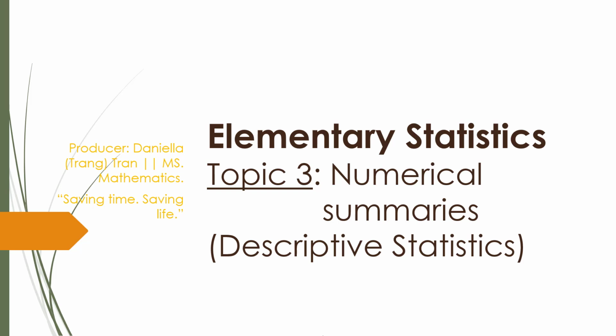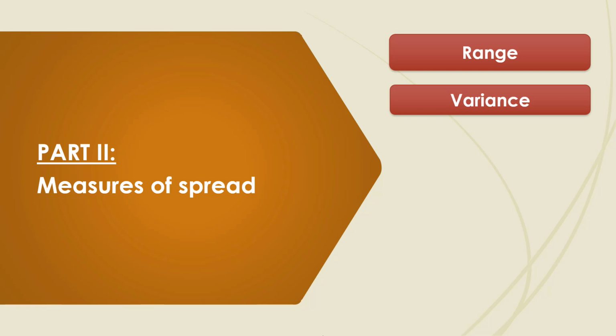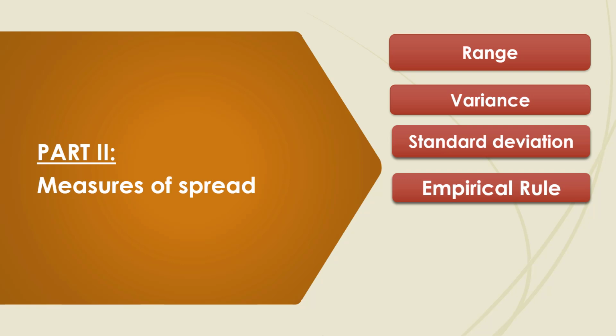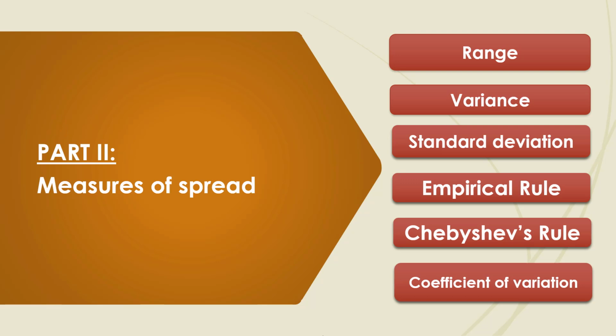Daniel's here, and today I'm going to continue on topic 3, numerical summaries or descriptive statistics. Remember, last video I only introduced the measures of center. Today we're going to talk about measures of spread. To measure how the data set spreads around the center, we can use the range, variance, or standard deviation. We can also apply the empirical rule in some cases, or Chebyshev's rule, and we can also use the coefficient of variation in some cases.